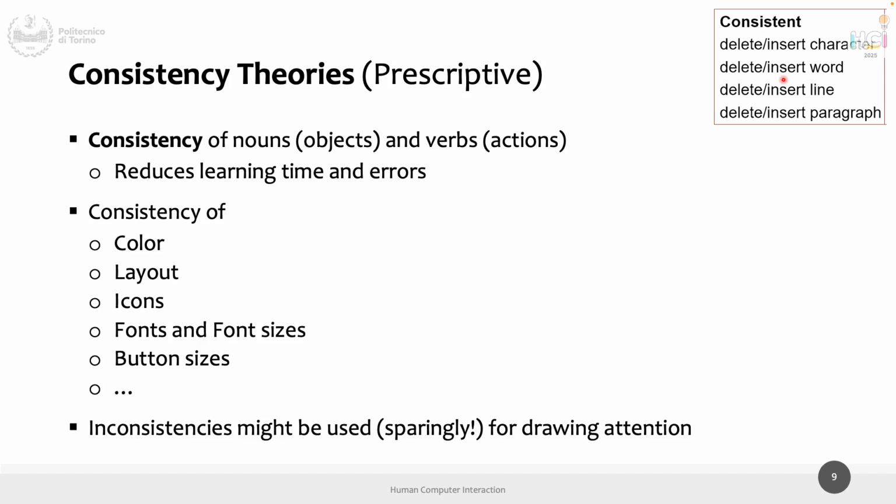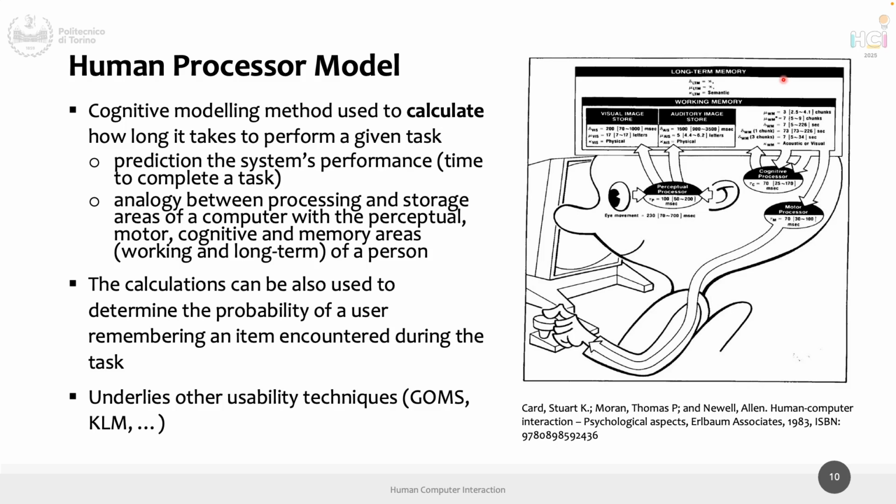And we have already seen an example, I think, of something that was too consistent in one of the Hall of Fame or Shame we did so far. So these are consistency theories. Consistency is a big part also of principles. There are a lot of principles about being consistent. And inconsistency must be used in a limited number of cases to draw attention, because we like consistency, and when something is inconsistent, we just notice it out of what happens. So if there are too many inconsistencies, we are always alerted to something that happens.